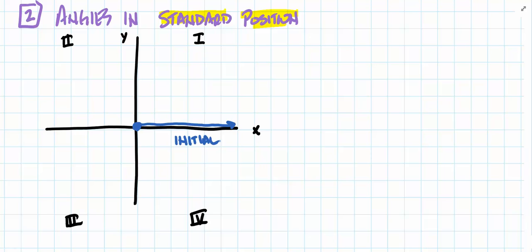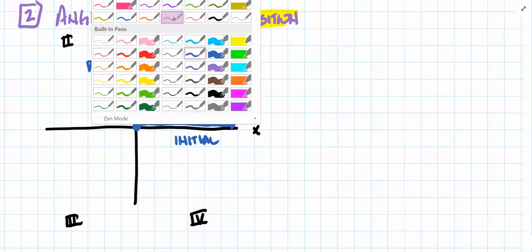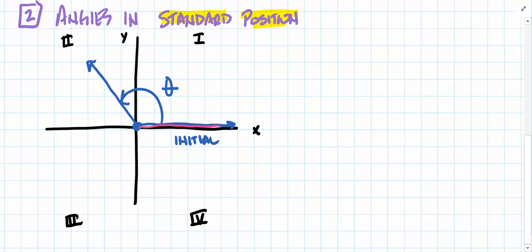That means that my terminal ray, my terminal side, is free to swing around the coordinate plane and end up wherever it wants to end up. So in this case, this would be an angle, and I would call that angle theta. Do you go with that part? Let me give you a couple other examples. I could draw this purple angle here, swing down this way, and call that angle lambda.